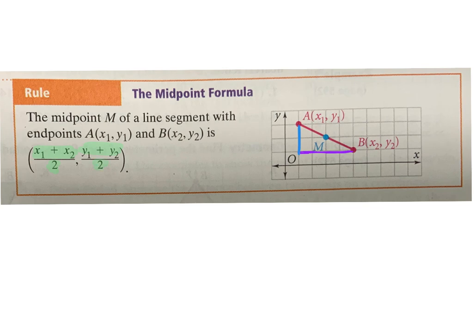I want the middle, right? The average of that point. And so if I find the average of my x's and the average of my y's, I will find the exact point in the middle on my line segment. All right, that's all you have to do for this one. So let's look at example 3.